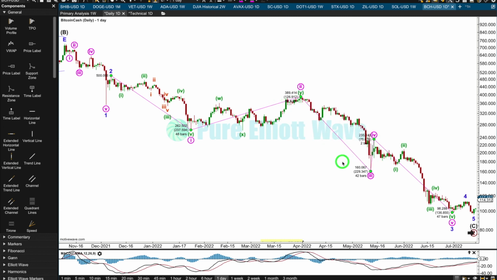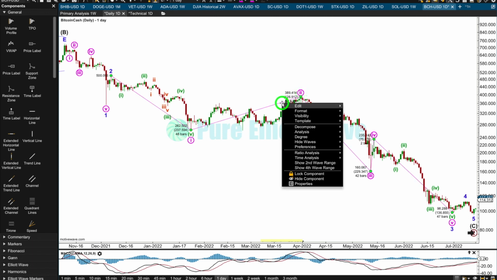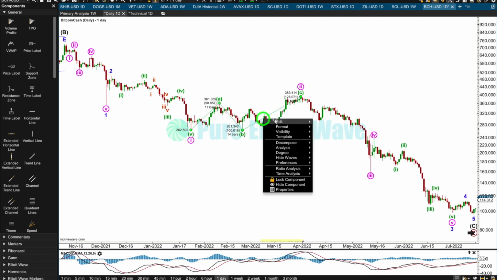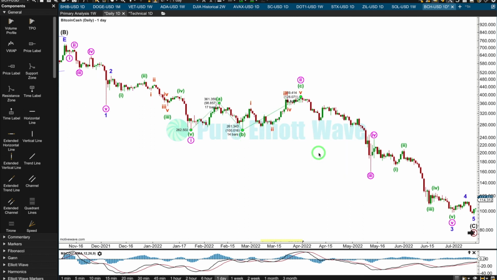Some kind of combination in here, a double zigzag combination, or is it a flat correction? Okay, this moves beyond the start of W. I think this is a flat, possibly an expanded flat. Yeah, that's going to fit fine. Nope, put that down there, and put this up here.